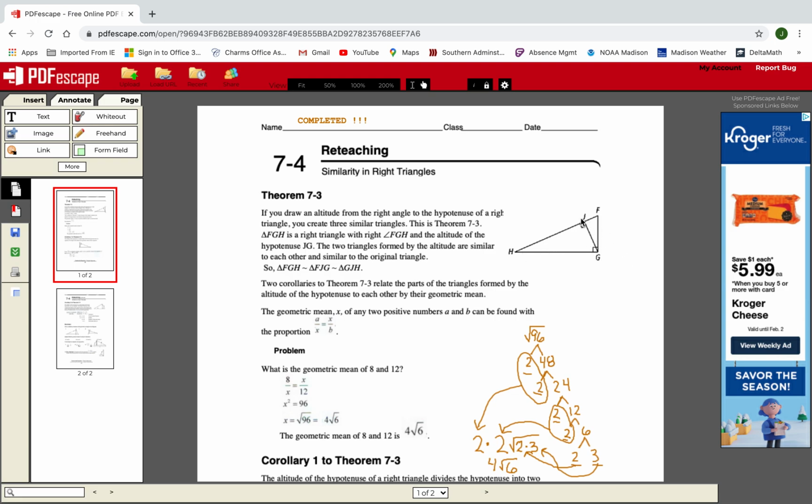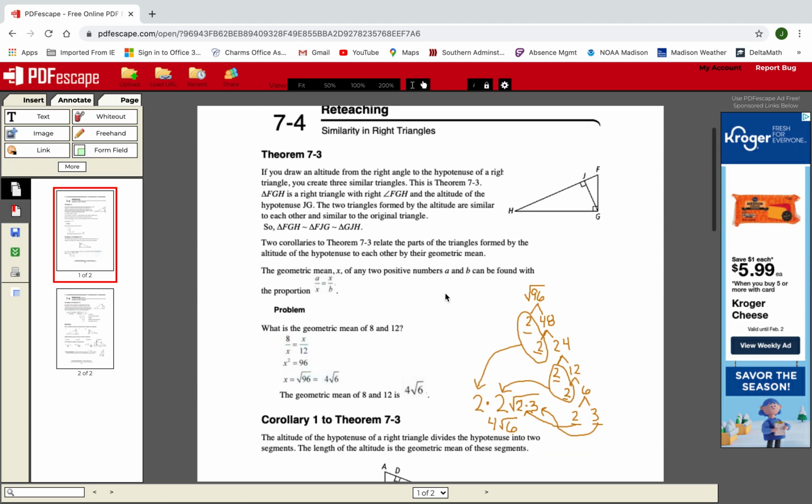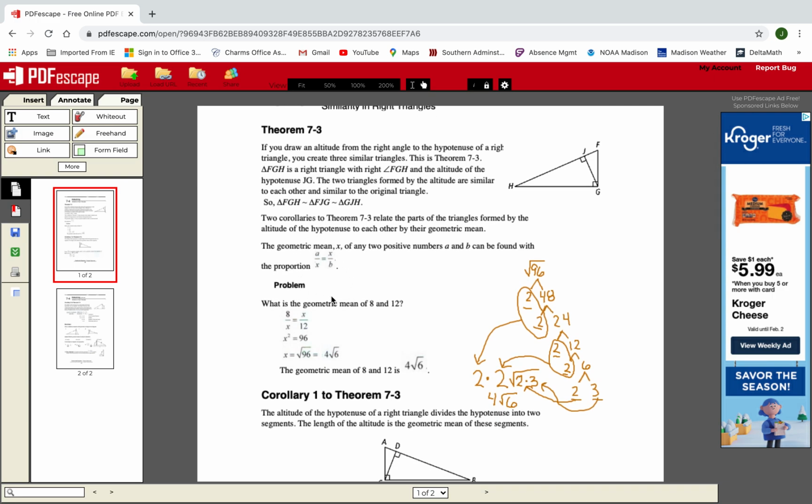So there are two corollaries to that theorem that relate the parts of the triangles formed by the altitude of the hypotenuse to each other by their geometric mean. The geometric mean x of any two positive numbers a and b can be found by this proportion. So when you're using a proportion to find geometric mean, whatever variable is standing for geometric mean, x, y, whatever, is going to go in the extremes position, and the two numbers that you're finding the geometric mean of go in the means positions.